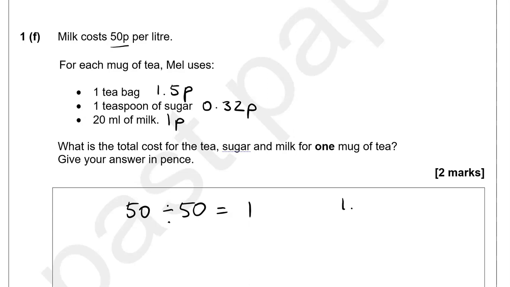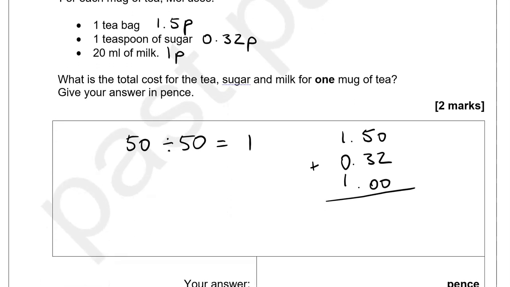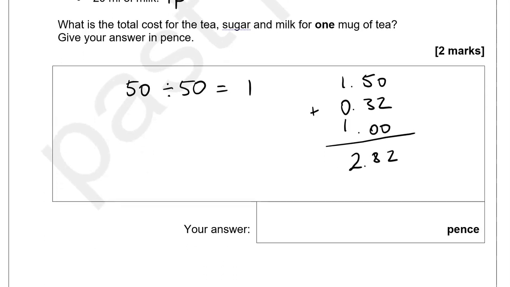So adding all of these together, 1.5 add 0.32 add 1 pence. So 2.82 pence.